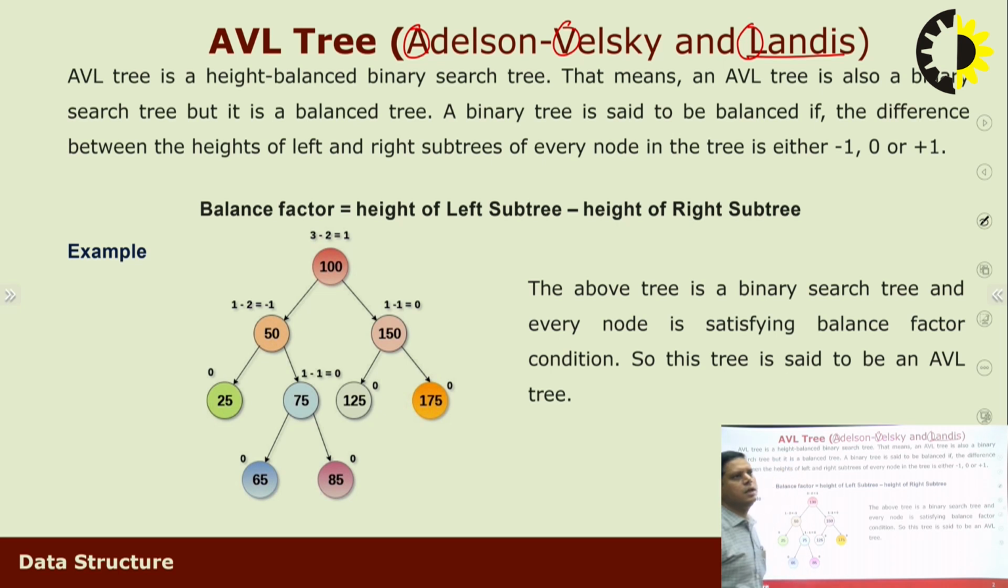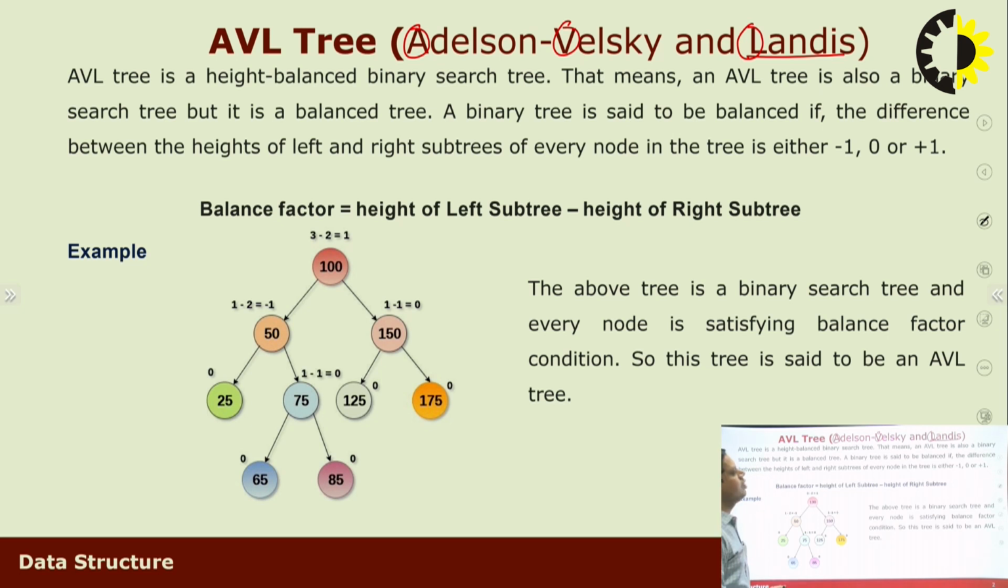AVL tree is a self-balancing binary search tree. That means it can balance itself, and it is a special kind of binary search tree, because in a binary search tree there is no balancing factor, but here at each node a balancing factor is also associated. It is also known as height balanced binary search tree.